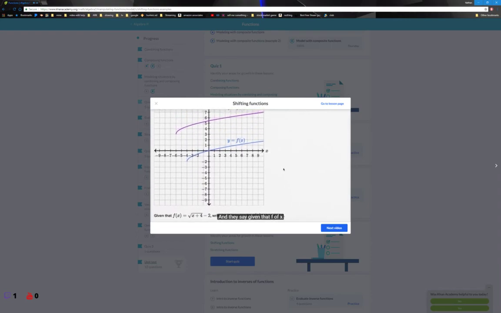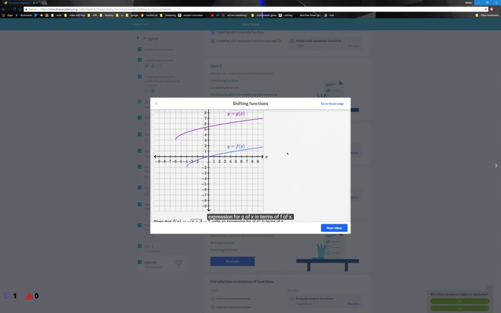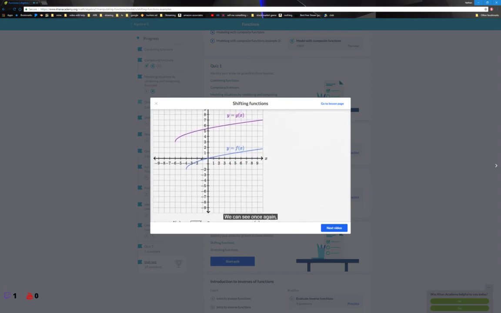And they say, given that f of x is equal to square root of x plus 4 minus 2, write an expression for g of x in terms of x. So first, let me just write an expression for g of x in terms of f of x. We can see once again it's just a shifted version of f of x. And remember, I'll just write it in general, g of x is going to be equal to f of x minus your horizontal shift plus your vertical shift.